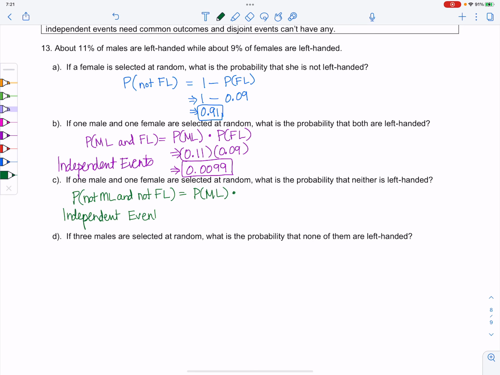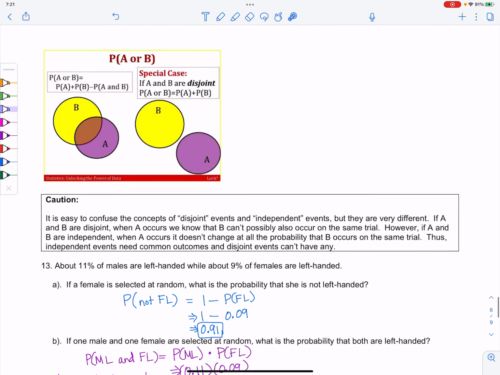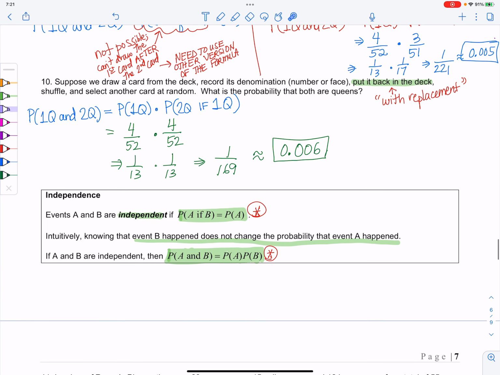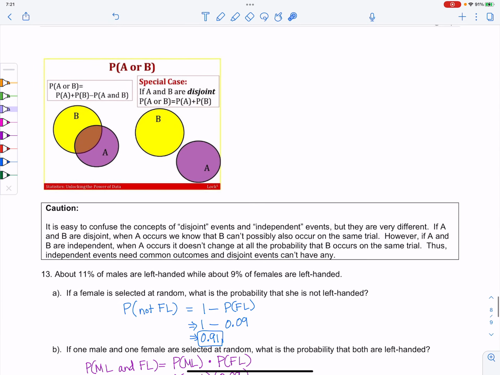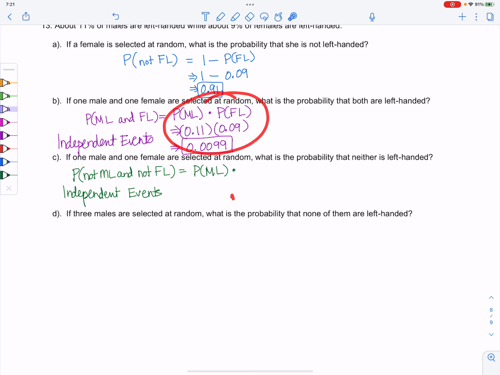Because they're independent, I know, just a refresher from all the way back, if they're independent, then we know the probability of A and B is the probability of A times the probability of B. That's what we're doing here. We did that here, and we're going to do the same thing here, and I just wrote the notation incorrectly. If we want the probability that they're not male left-handed and not female left-handed, and I know they're independent events, then that's just the probability they are not male left-handed times the probability they are not female left-handed.